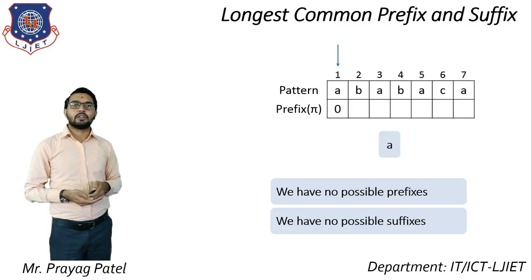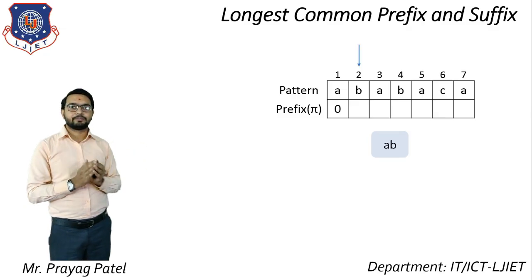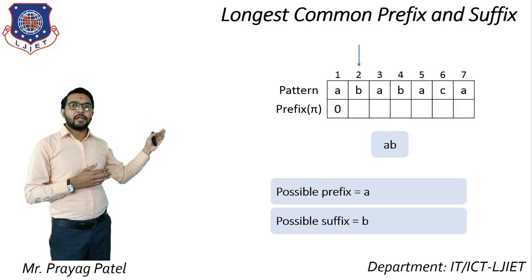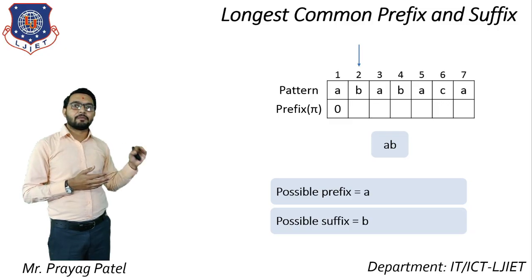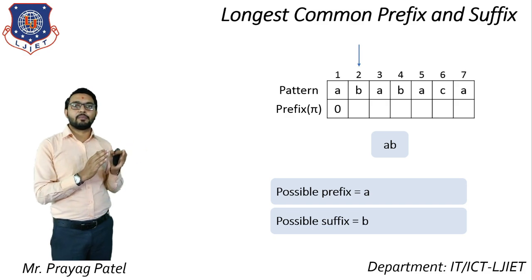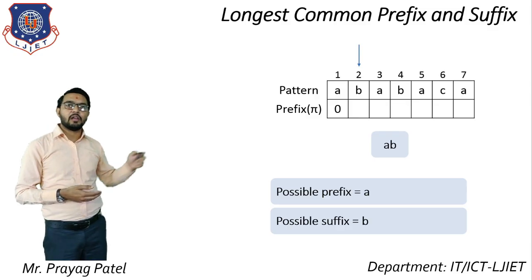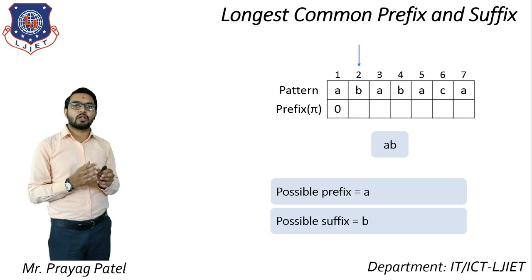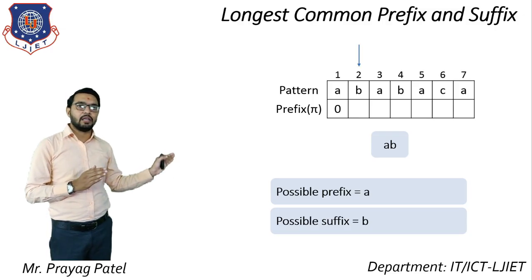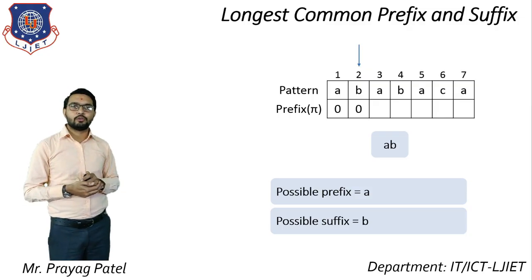Now consider the next location, location number 2. Here consider the string AB, the first two characters. Now find the prefix and suffix of AB. The prefix of AB is A and the suffix of AB is B, because prefix means pairing from the first character and suffix means pairing from the last character. So here A and B do not match, so the length of the longest common prefix suffix equals 0. Now consider the value 0.